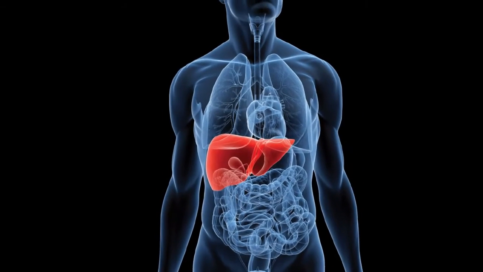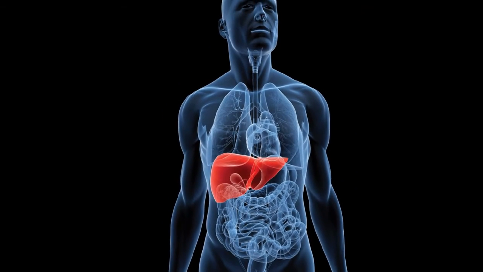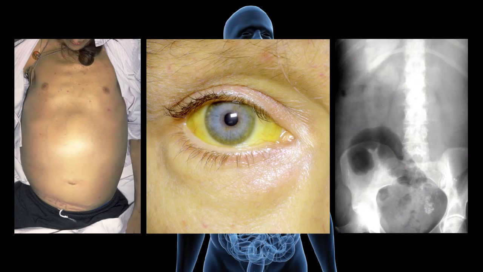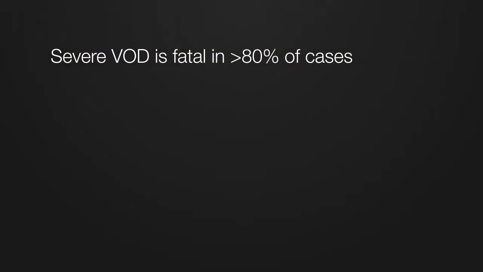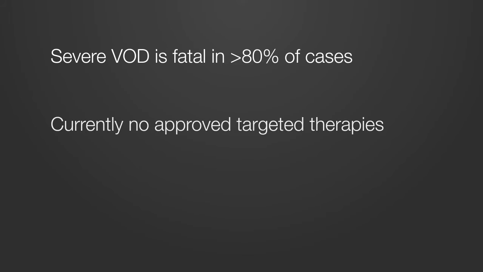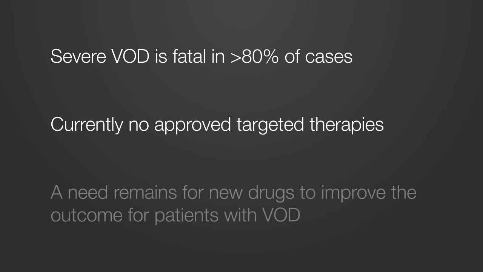VOD occurs in 8 to 14% of patients following stem cell transplantation, with a higher incidence in certain high-risk groups. Severe VOD can be fatal in more than 80% of cases. Despite this high mortality rate, there are currently no approved targeted therapies for the treatment and prevention of VOD. There remains a need for new drugs that can improve the outcome for patients with VOD.